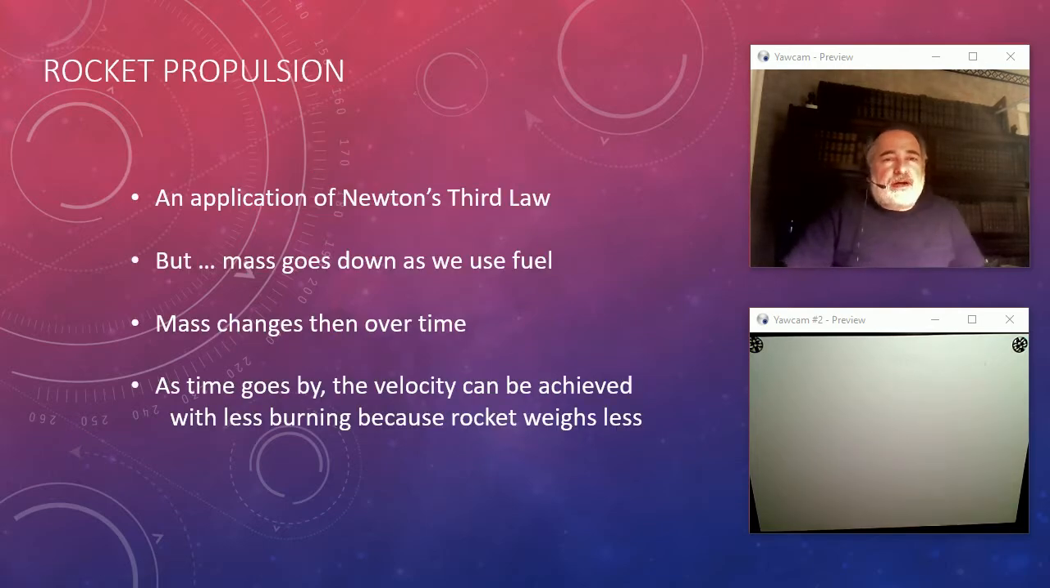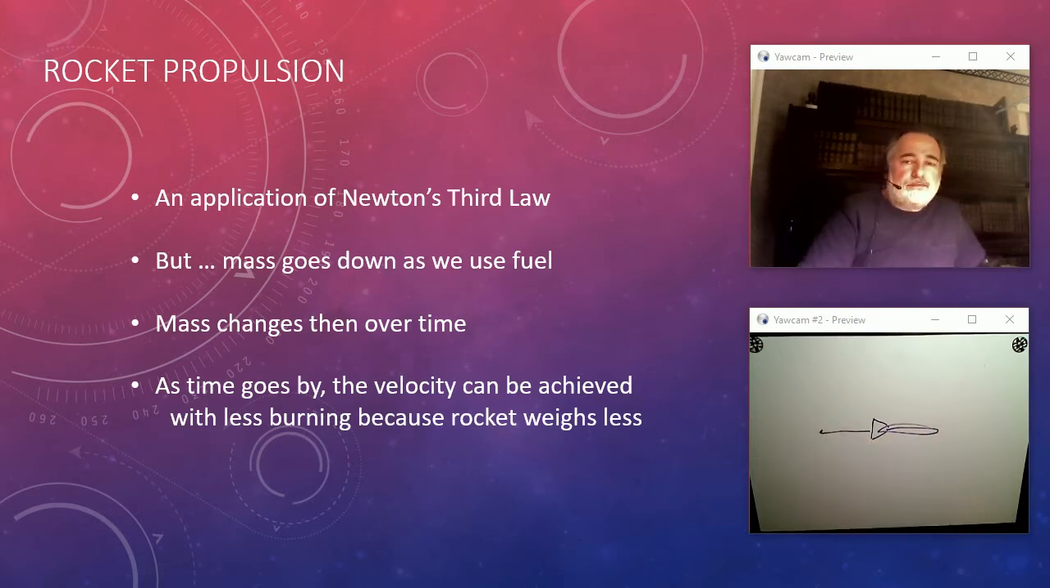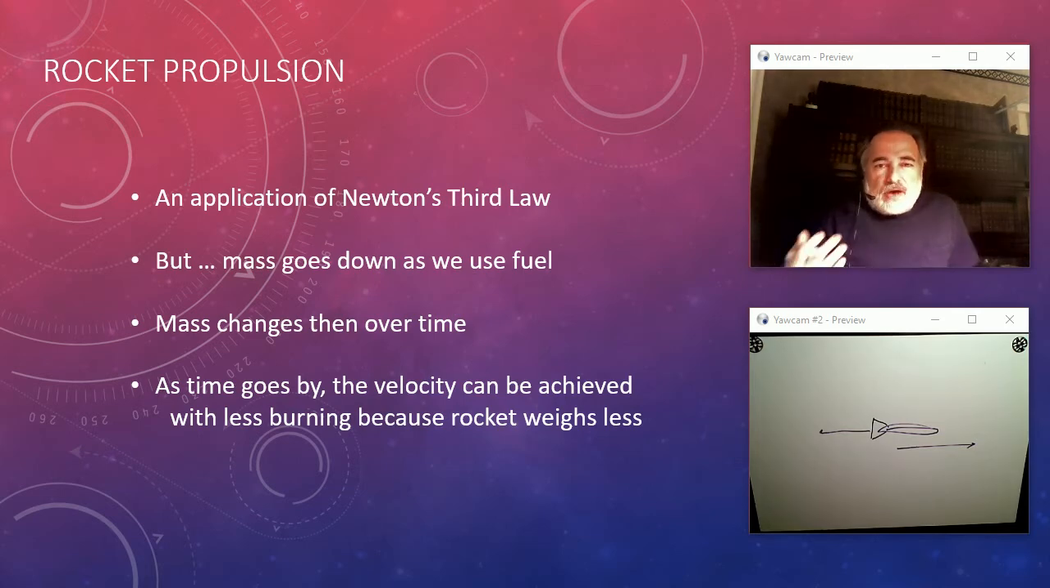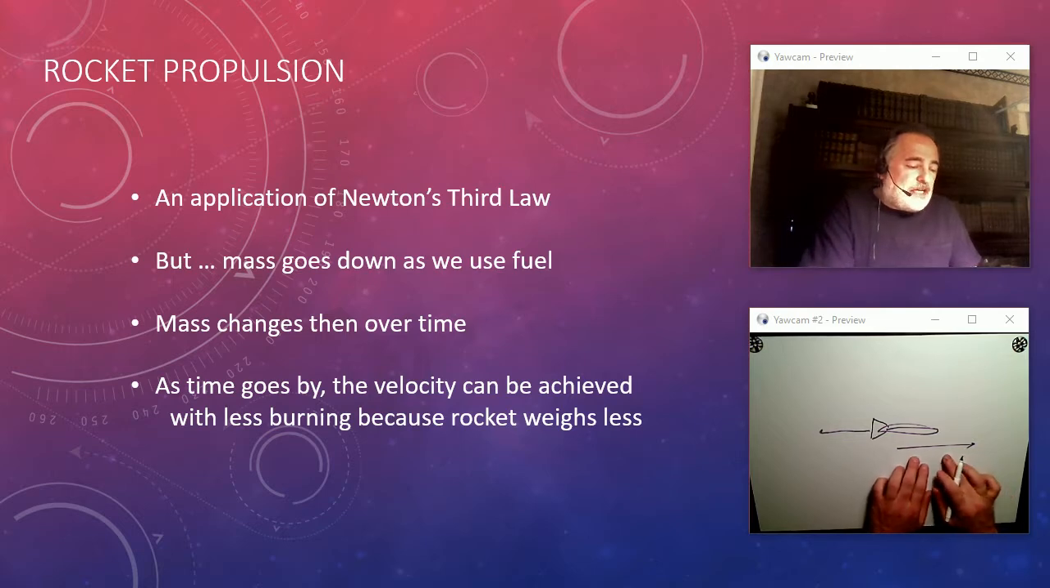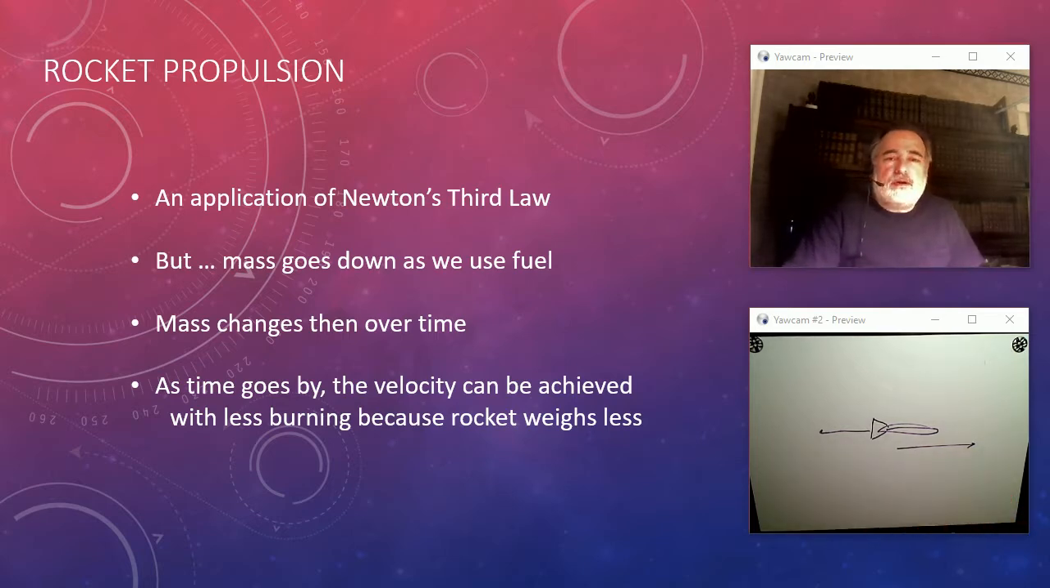So it seems like a fairly straightforward subject, right? It's an application of Newton's third law, in that if we have a rocket here, what I have coming out the back of the rocket propels the rocket forward. The issue we have, though, is that as this is propelling forward, we're burning fuel. The mass is going down of what we're propelling forward. Mass is changing over time. So the velocity changes because the amount of force going out the back has to move less of the rocket.